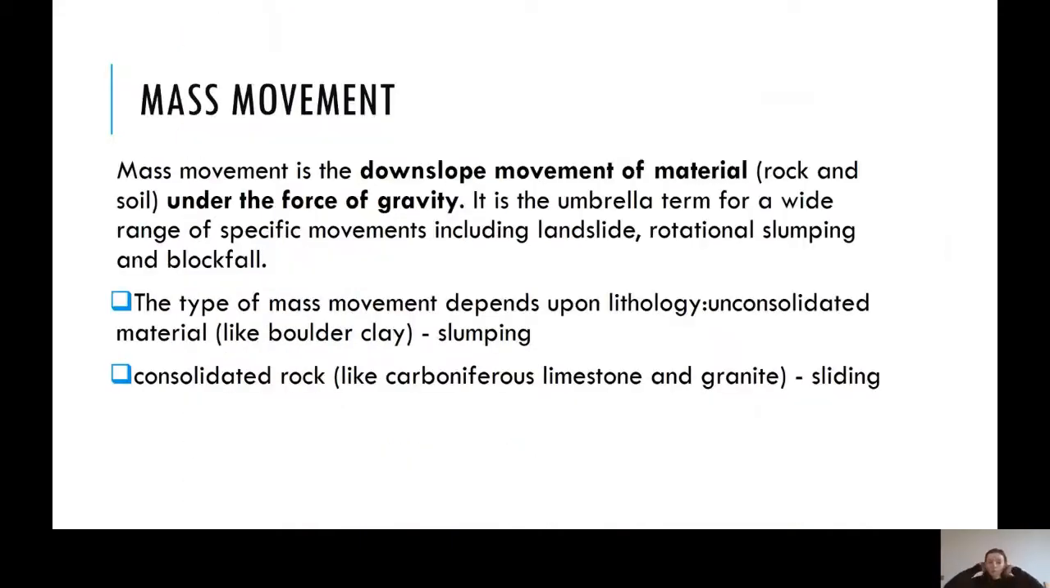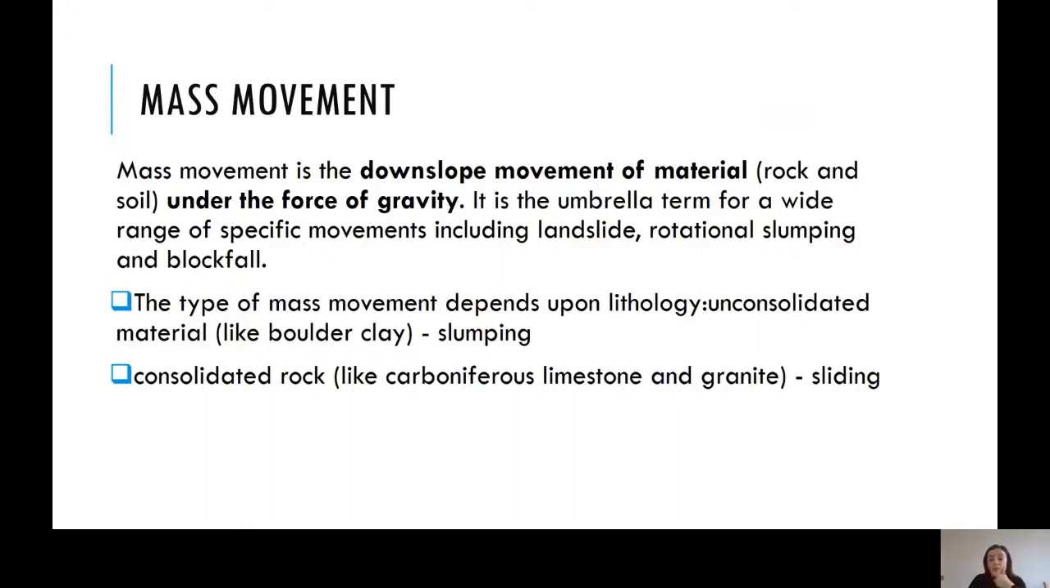Right, mass movement. Like I said previously, mass movement is the downslope movement of material under the force of gravity. It is an umbrella term for landslide, rotational slumping, and block fall, which is rock fall, and you've also got soil creep. The types of mass movements vary depending on lithology. For example, unconsolidated material means you have slumping, or if you have consolidated rock, for example limestone and granite, you usually get more of a slide.